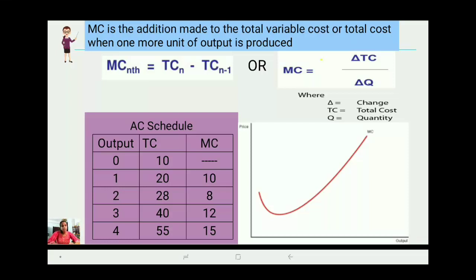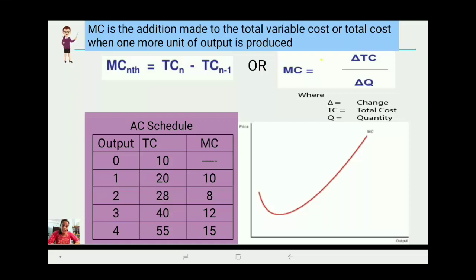Okay. So in this table you can see our total cost schedule. There's a mistake here, it should be MC schedule. Anyway, output increases 0, 1, 2, 3, 4, and total cost also increases 10, 20, 28, 40, 55. So as output increases from 0 to 1, our marginal cost becomes 10, because total cost increases from 10 to 20. So what is the addition made? Addition made is 10. So due to production of 1 unit, our cost increases by 10 units.